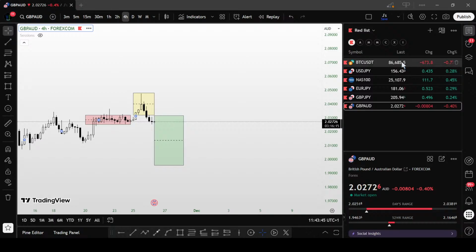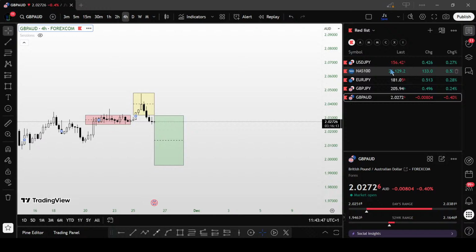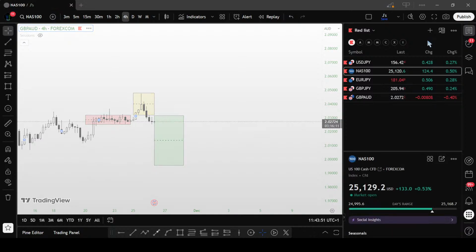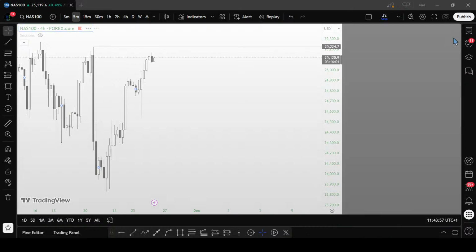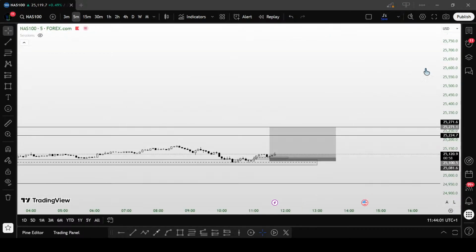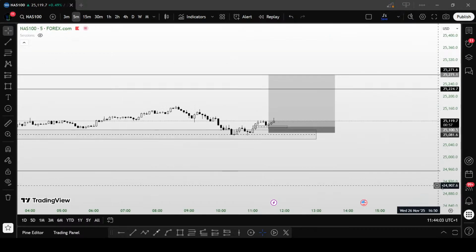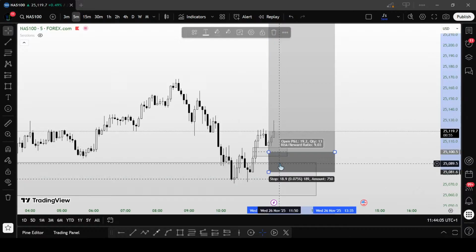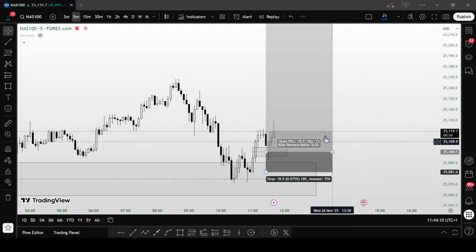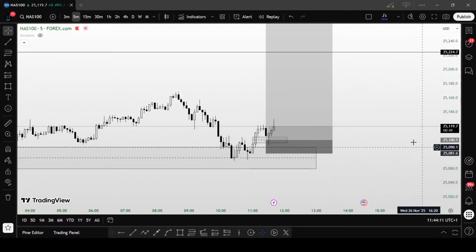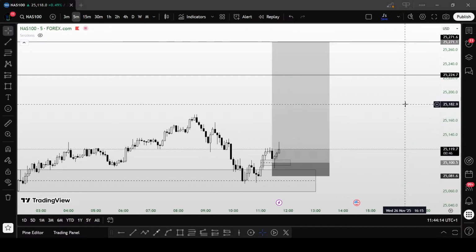I need to delete this Bitcoin. I don't have anything on Bitcoin right now. As for Nasdaq, I'm still watching Nasdaq and seeing what it's doing. Wait, what? Let me check the 5 minute time frame right now. Oh shit! Yeah, we definitely triggered this setup. Yeah, crap, I didn't place it. So yeah, I guess that is that.